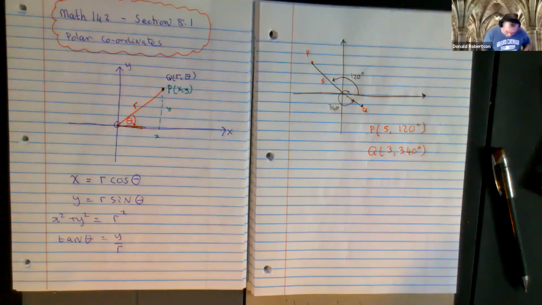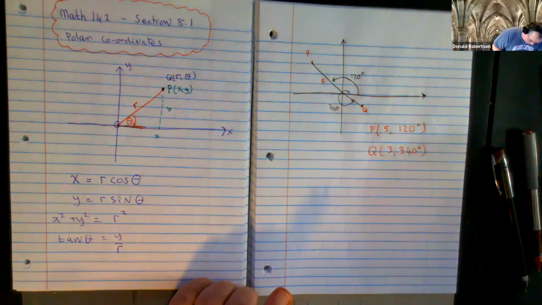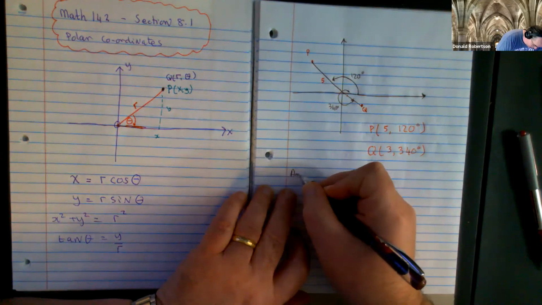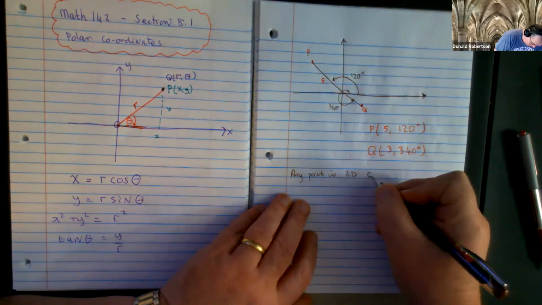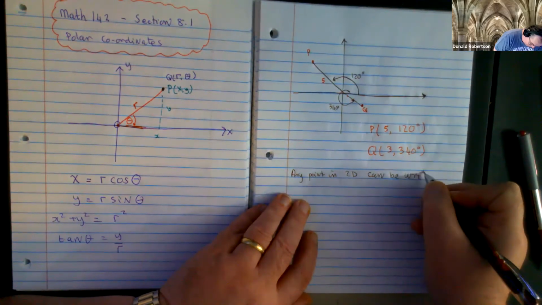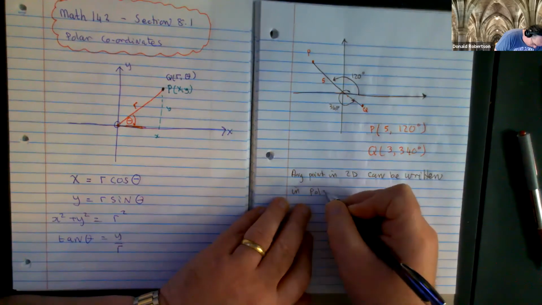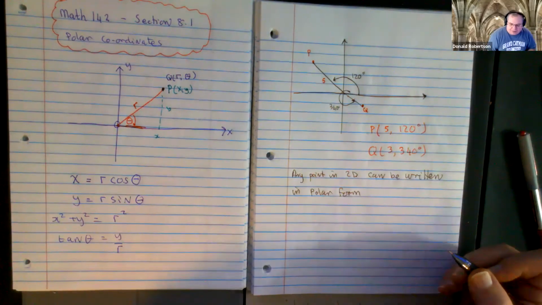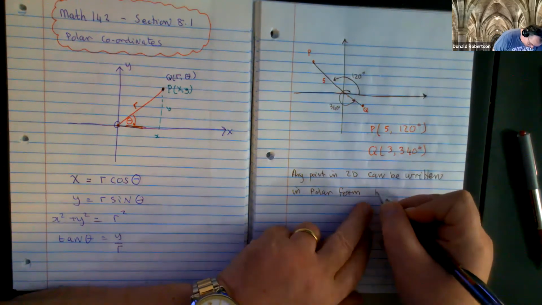Great. So we have some new terms that I'm going to introduce right now. Any point in 2 dimensions can be written in polar form. We normally say polar form rather than polar coordinates, but it's the same thing, right? So in polar form, polar coordinates, as r, theta.